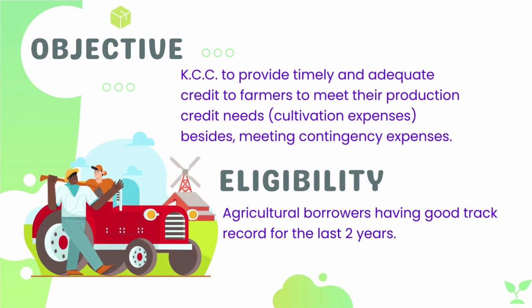Objective: KCC is to provide timely and adequate credit to farmers to meet their production credit needs and cultivation expenses, besides meeting contingency expenses. Eligibility: agricultural borrowers having a good track record for the last 2 years.